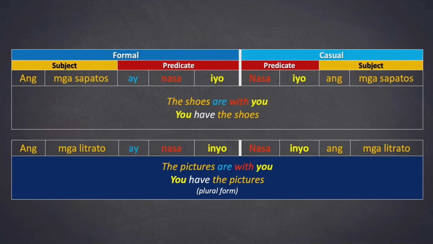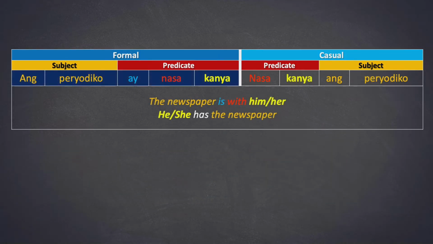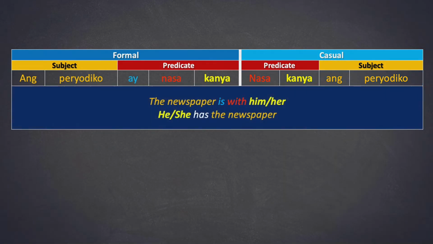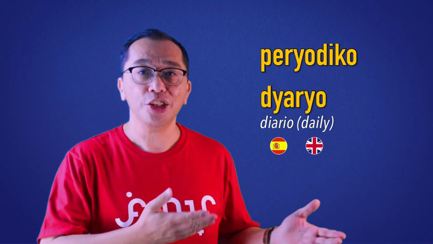Plural subject. You see the plural marker again in these sentences. Ang periodiko ay nasa kanya. Nasa kanya ang periodiko. The newspaper is with him or her. Or he or she has the newspaper. Periodico is of Spanish origin. Another word for periodico would be diario, which comes from the Spanish diario, which means daily.